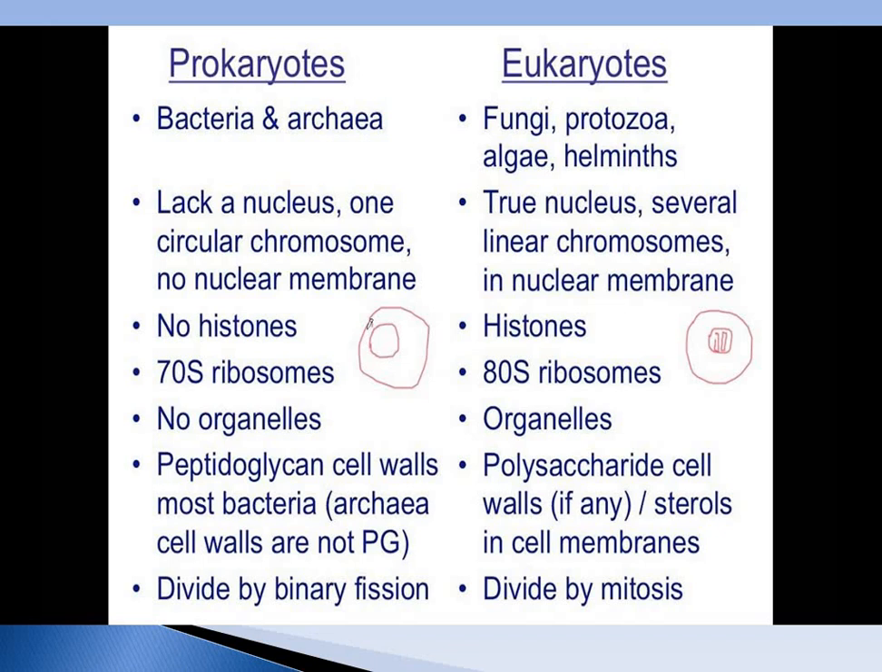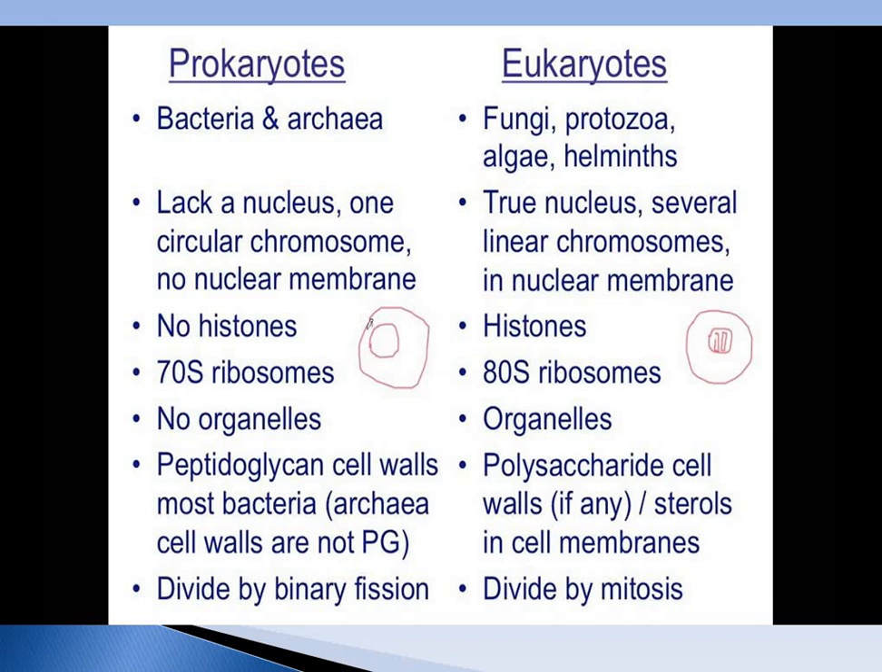In the case of prokaryotes, there are no histone proteins, but eukaryotes have histone proteins. Prokaryotes have only one organelle, which is the ribosome. Remember, that is smaller as compared to the eukaryotic ribosome. It is a 70S ribosome, and eukaryotes have 80S ribosomes. Prokaryotes do not have any membrane-bounded organelle, but eukaryotes have membrane-bounded organelles like mitochondria, endoplasmic reticulum, Golgi apparatus, etc.